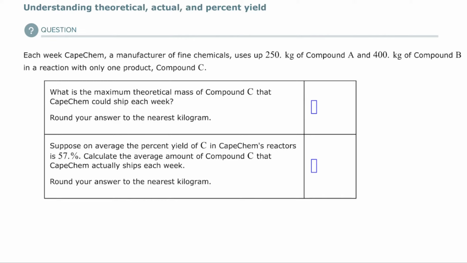In this Alex homework video, we're looking at understanding theoretical, actual, and percent yield. So the actual yield is probably the easiest. The actual yield is what you actually make. So you put some reactants together, you get a chemical reaction, you get some products from that chemical reaction, you weigh out those products, and that's how much you made.